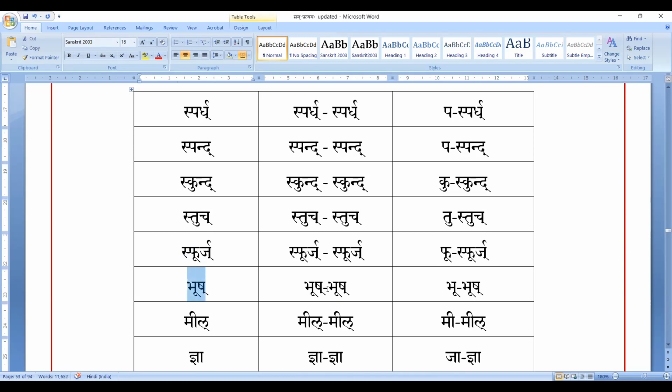Then the next one, stump. It is the stump. Then sput. Sputati. Sput dhatu. Put. Pusput. So it becomes pusput.